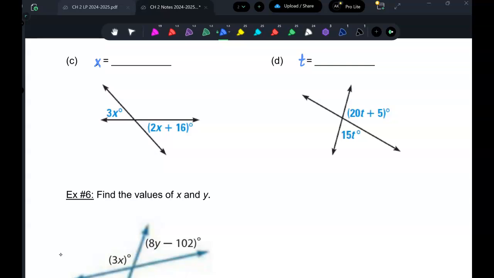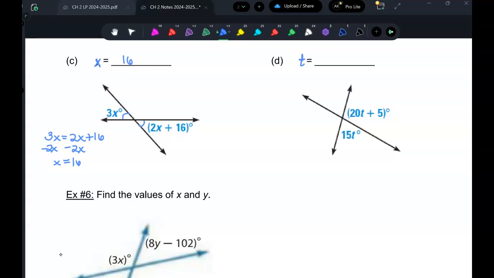Okay, same thing for this one. We're going to make them equal to each other. So I have 3x equals 2x plus 16. I'm just subtracting 2x from both sides. x equals 16. Okay, now the next one we're solving for t. Are those two vertical angles?